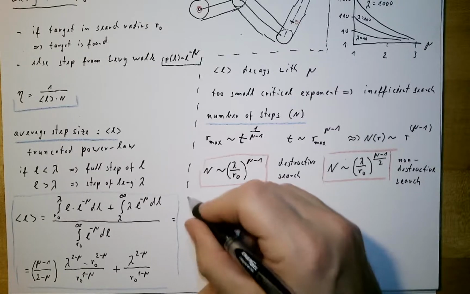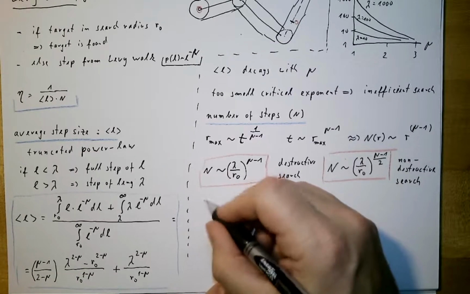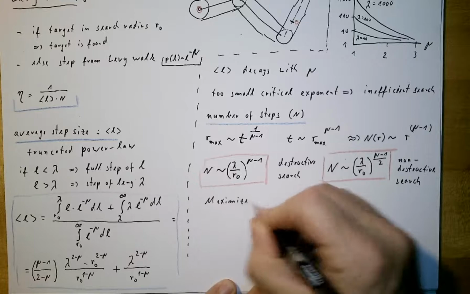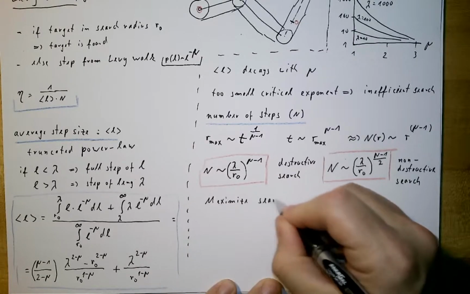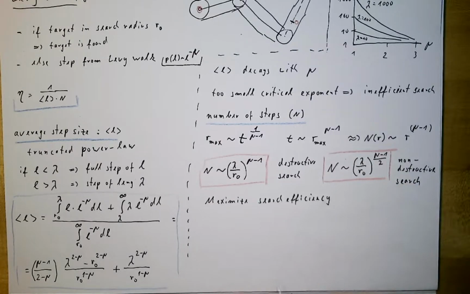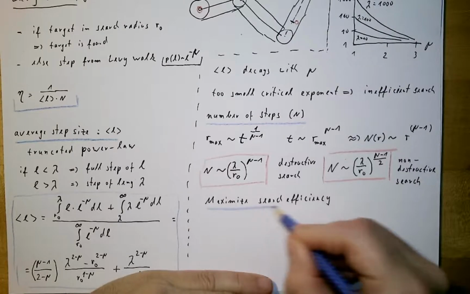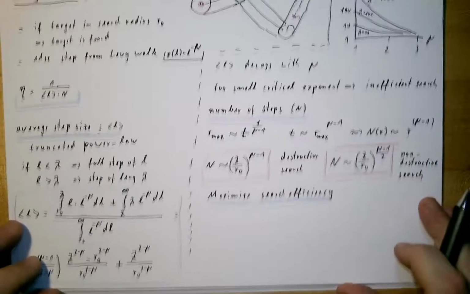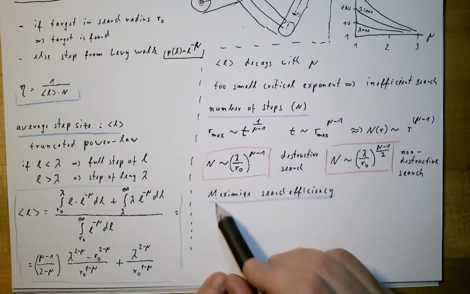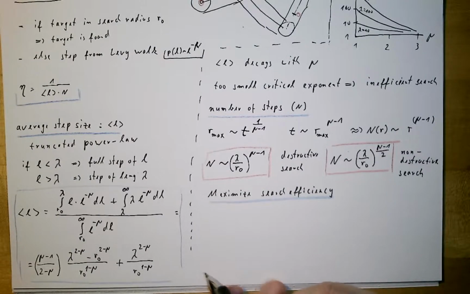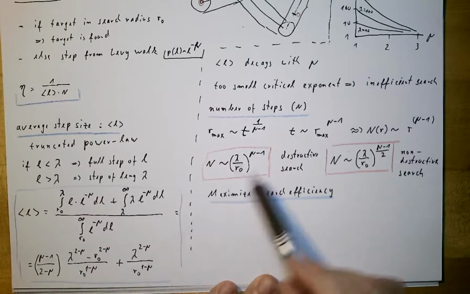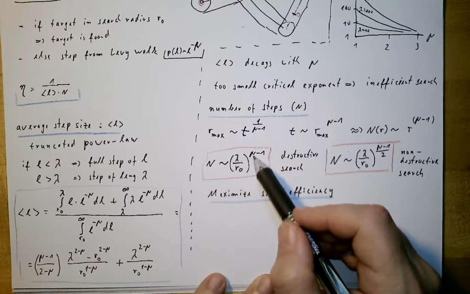So if we have destructive search, or let's say now we maximize the search efficiency. So now we want to know what is the exponent mu, so the exponent of our power law, which maximizes the efficiency of the search. And so you can just plot the search efficiency, so this function multiplied with this function, and plot this as a function of mu.